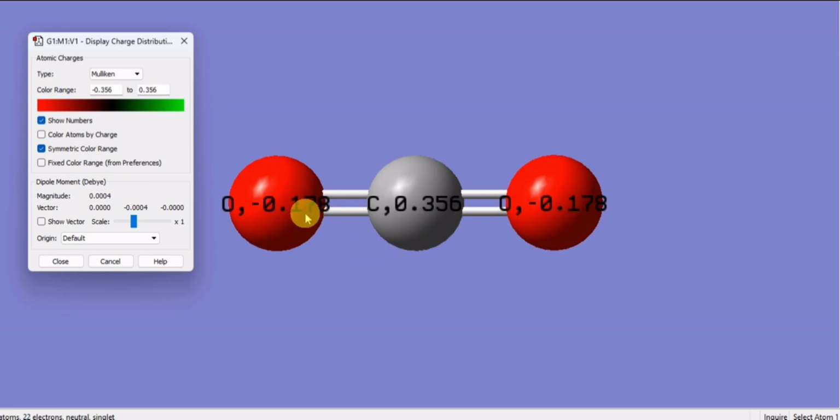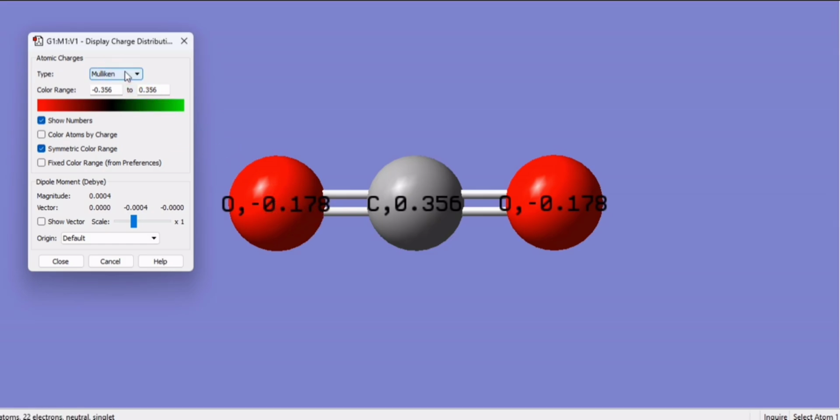Here, a negative value of charge distribution means there is an abundance of electrons, and if the value is positive, this means there is a deficiency of electrons in the charge distribution or charge sharing process. So we can find these types of information from here.